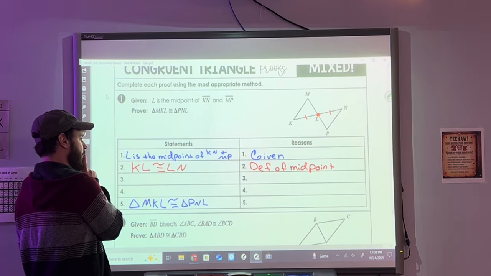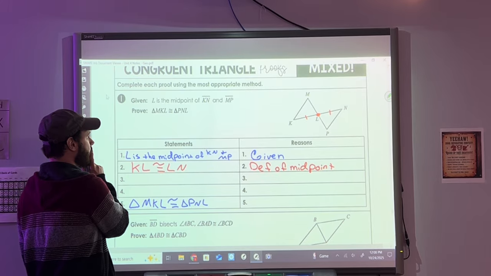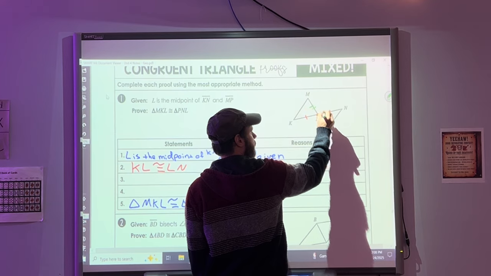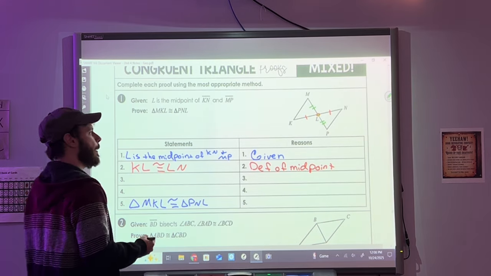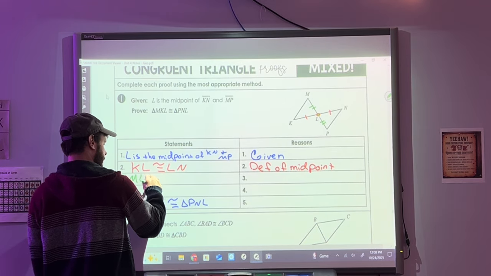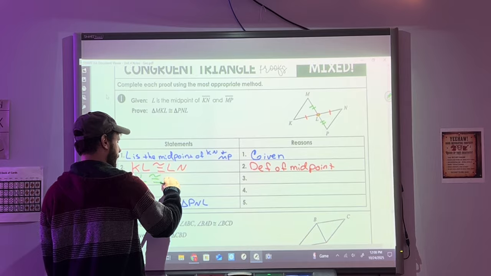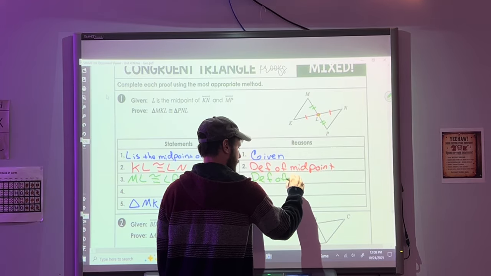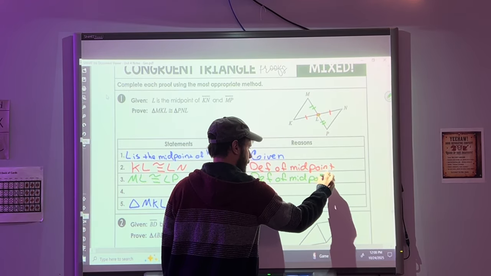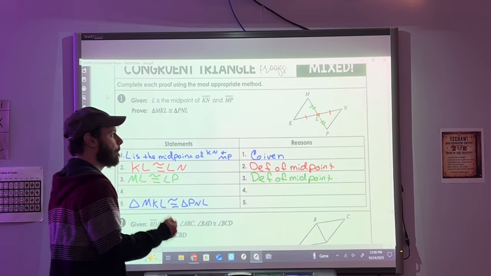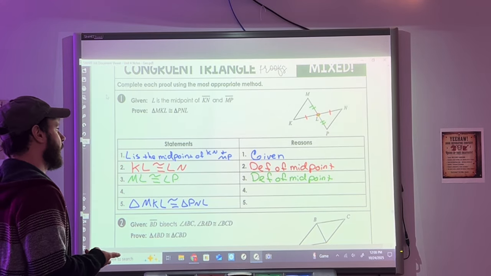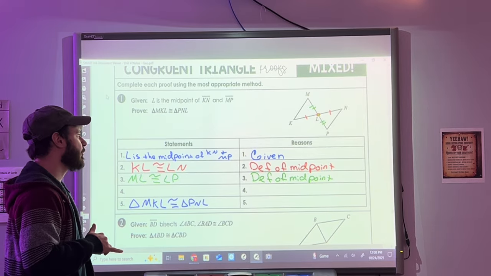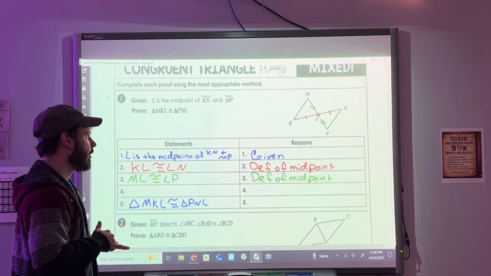All right. L is also the middle of MP. So my next line is going to be ML is congruent to LP, and the reason again is definition of midpoint. Okay. I have 2 sides that are congruent now. Doesn't give me anything about the third, so it's not going to be side, side, side. Let's see if we can get an angle involved.